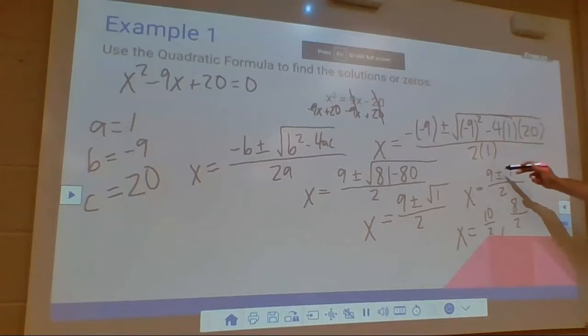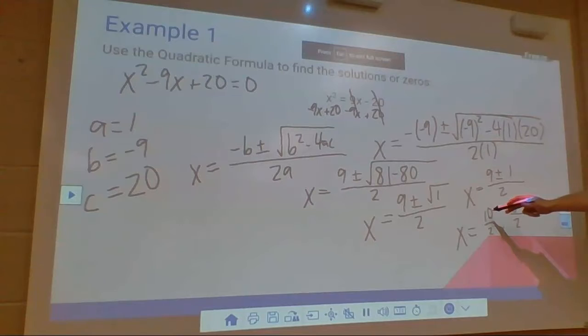So again, 9 plus 1 is 10, 9 minus 1 is 8, and those are both divided by 2. Well, I can find 10 divided by 2. That's 5. 8 divided by 2 is 4. So my solutions are 5 and 4.